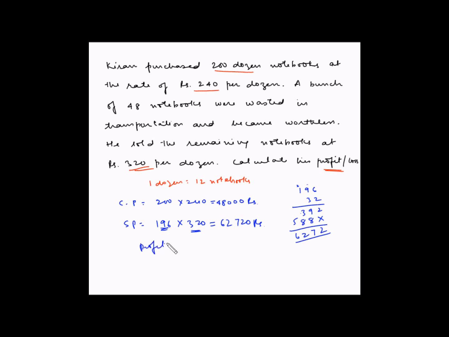So profit is equal to 62,720 minus 48,000. So 0, 2, 7, so this becomes 5, 1 carry over, 12 minus 8 is 4, 5 minus 4 is 1. So 14,720 rupees is the profit.